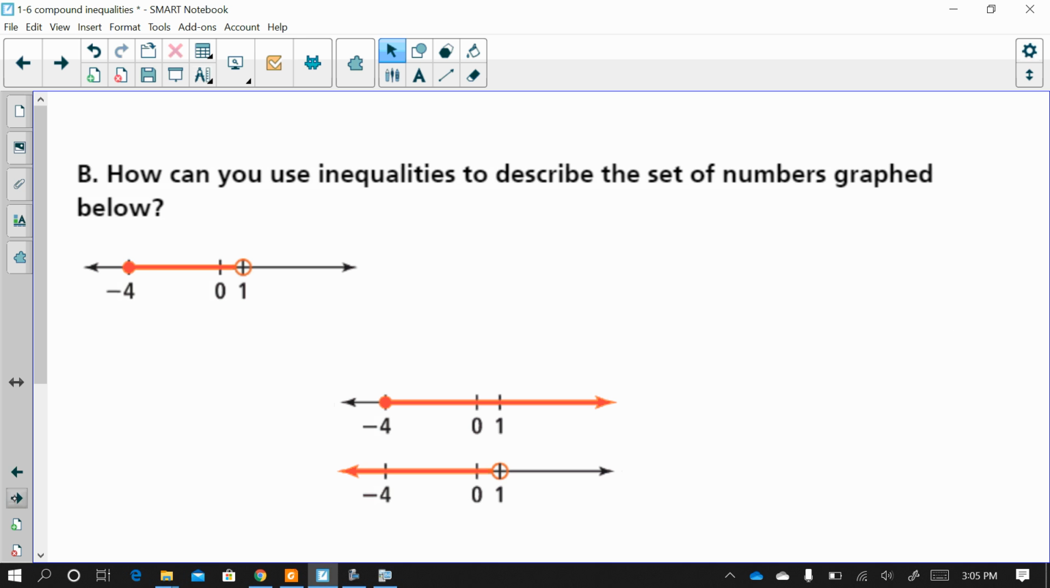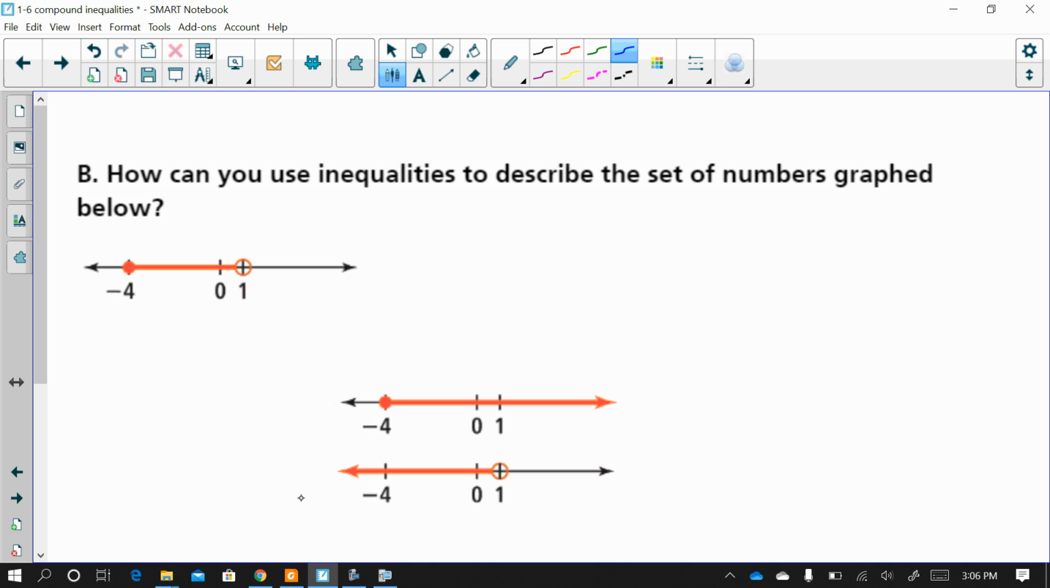Okay, here's my next one. I have -4 and 1. A closed circle here, open circle here. Notice I'm in between. So we can look at it this way. We can pretend this one goes on forever, this to the right here, and we can pretend this one goes on forever to the left here.